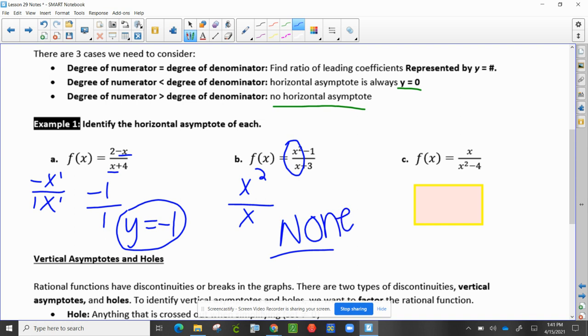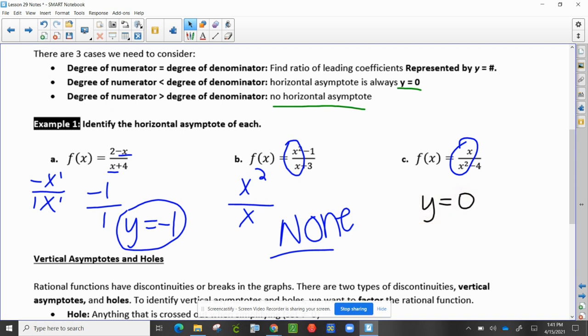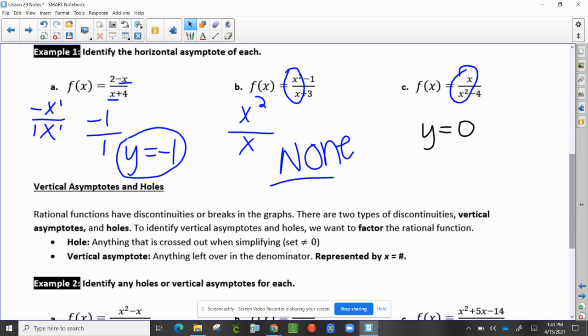Why don't you try C? This one you have an x on top and an x squared on the bottom. So you have a smaller degree on top and a larger degree on the bottom. When your denominator is bigger, where is your asymptote? Anytime your denominator has a bigger exponent, your asymptote will be at 0. Those are your three rules. Either they're the same, then you look at their ratio of coefficients. The top is bigger, none. The bottom is bigger, 0.